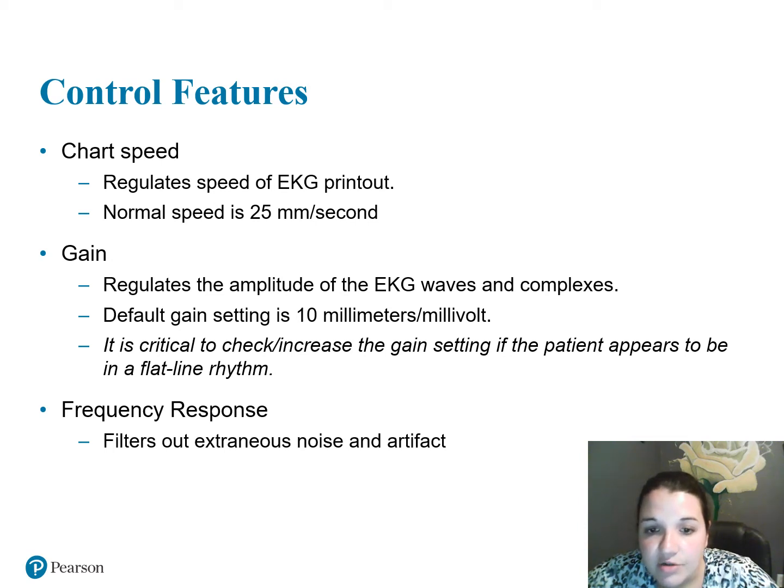It is critical to check the gain setting if the patient appears to be in a flat line rhythm. So your patient could be talking to you, but their EKG is reading a flat line. Is your patient in cardiac arrest? No, check your gain, check your settings. It should be set at 2, chart speed should be set at 25. The frequency response filters out extraneous noise and artifact.